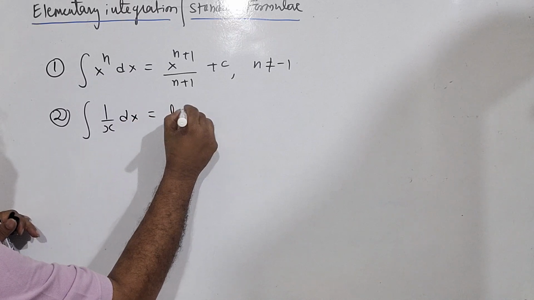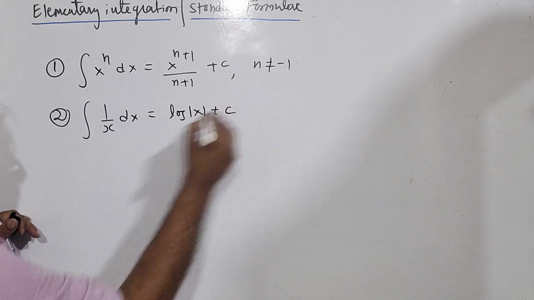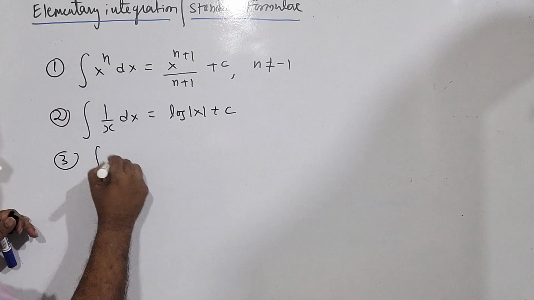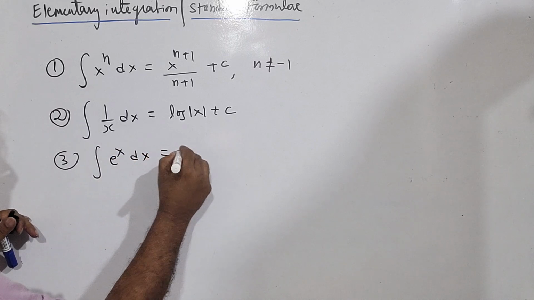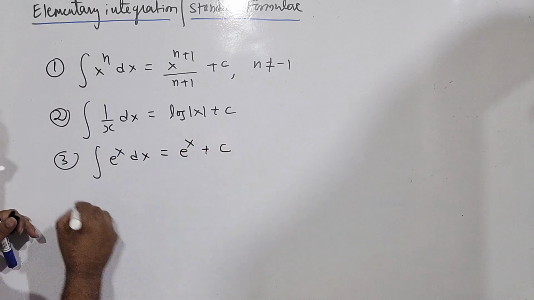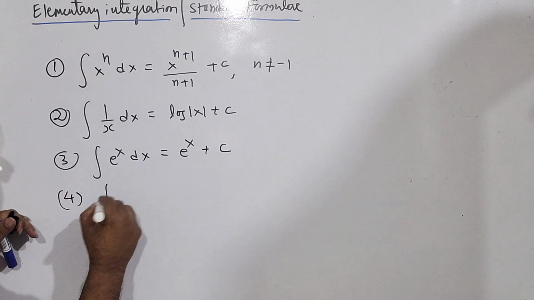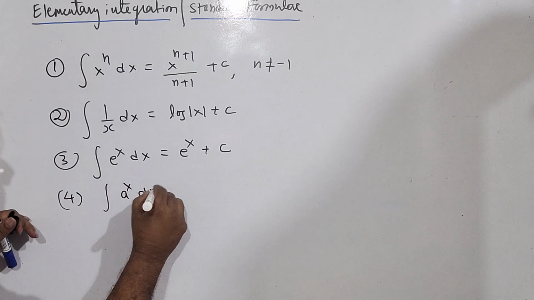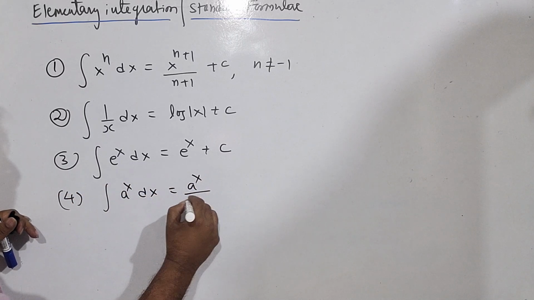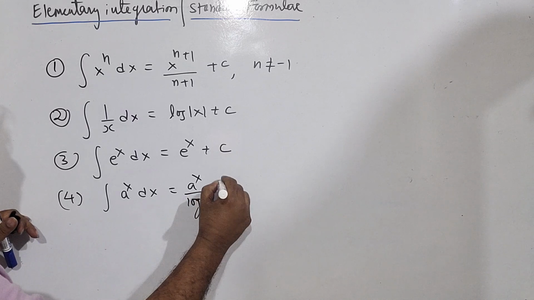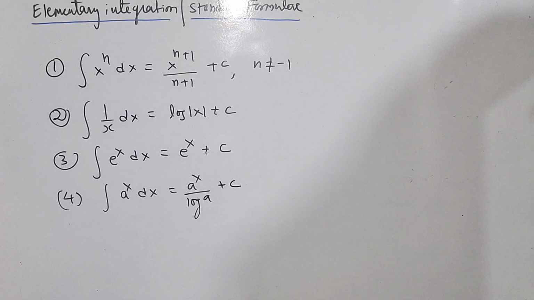This is log of mod of x plus c. Third one is integration of e to the power x dx. This is e to the power x plus c. And fourth one is a to the power x dx, that is a to the power x divided by log a and of course plus c. So these four standard formulas we have already seen in the last video, correct? And we have solved some problems on the basis of these four standard formulas.